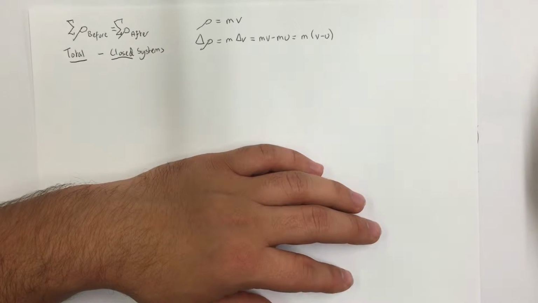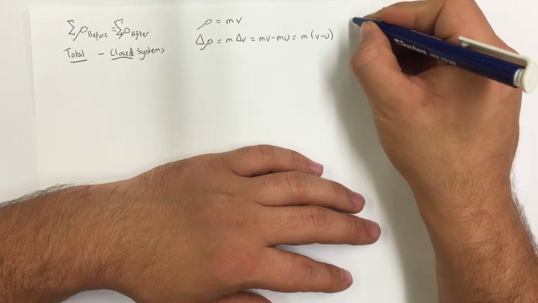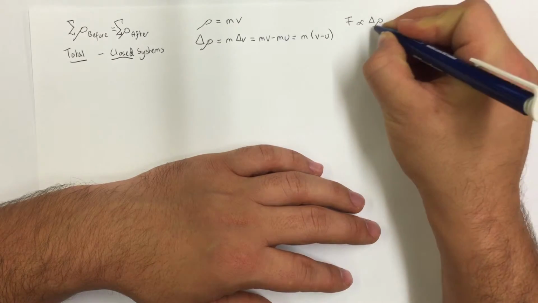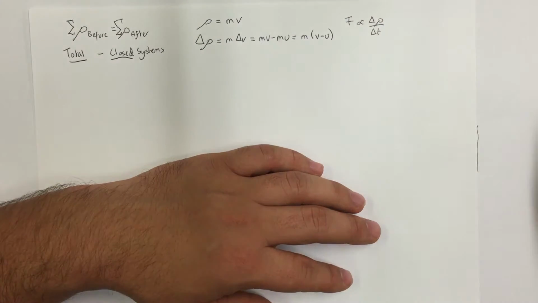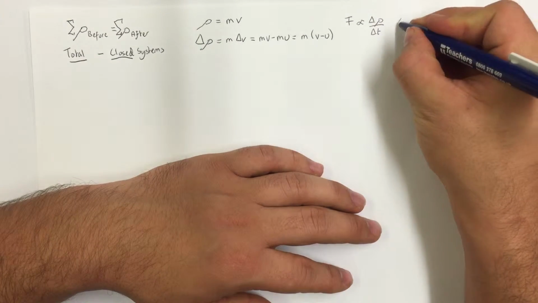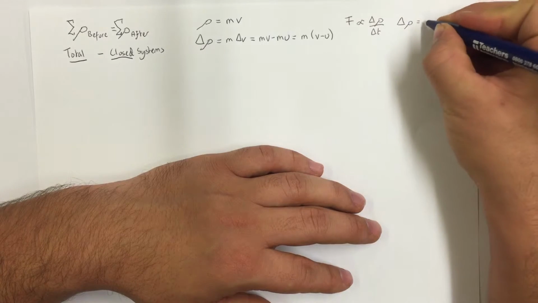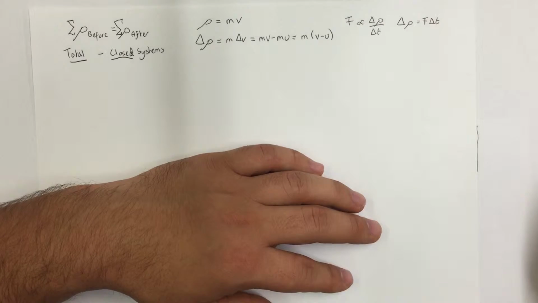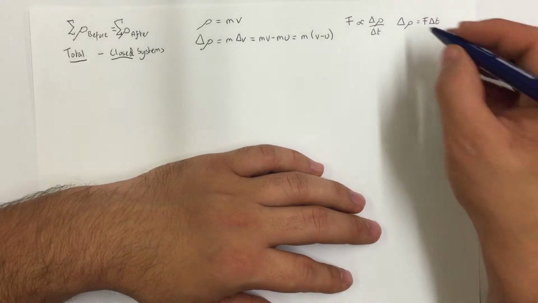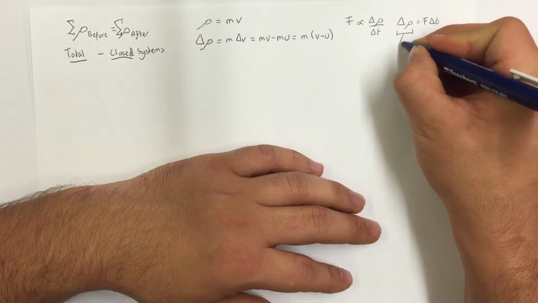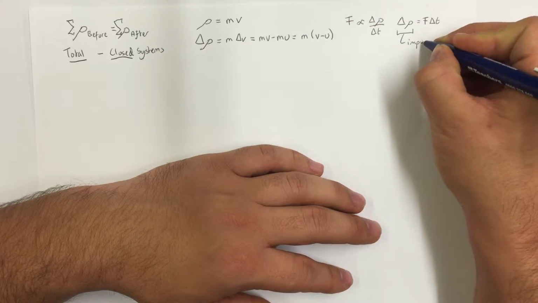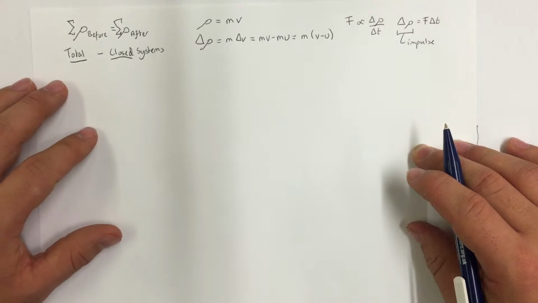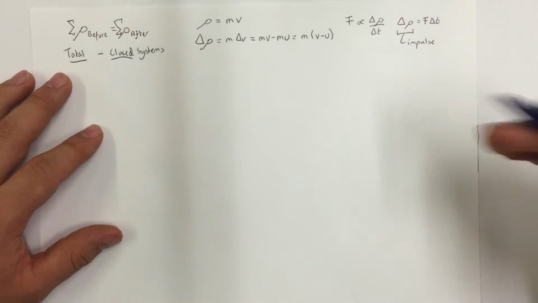Now, the other thing that we have for change in momentum during a collision is that because of Newton's second law, which is that force is proportional to the rate of change of momentum, if we rearrange this equation, we get change in momentum is equal to force times the duration of a collision, which is the change in time. Now, this quantity here we call impulse. So we define impulse as force multiplied by the duration of the collision.